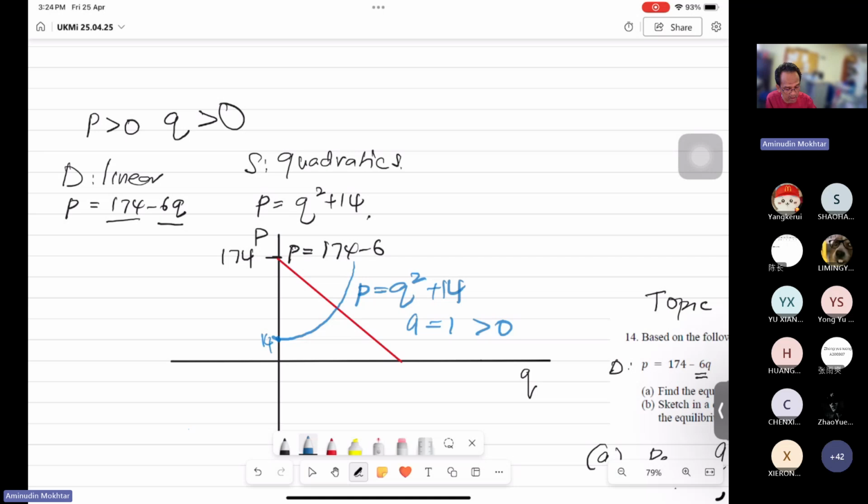Okay, this is the equilibrium price and quantity. QE is equal to 10, and PE is equal to 140. And that's how to calculate the graph for this function.